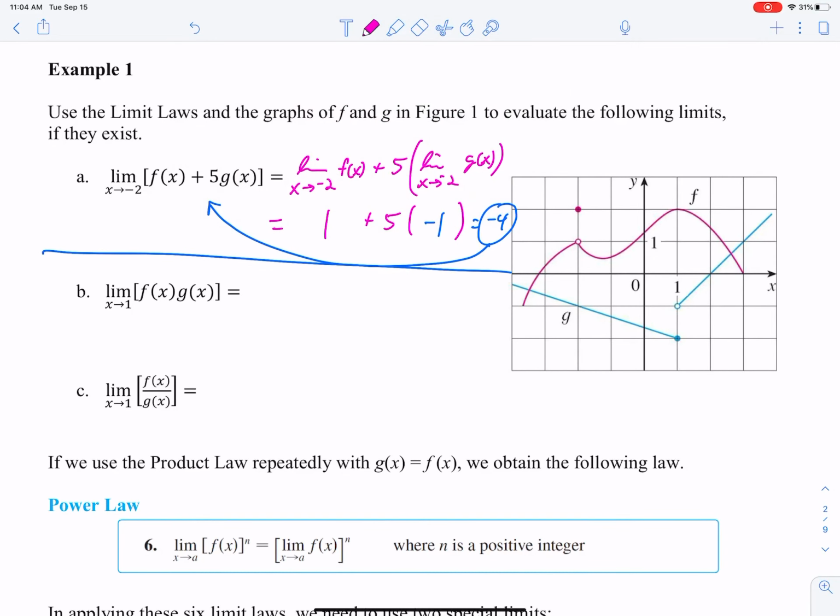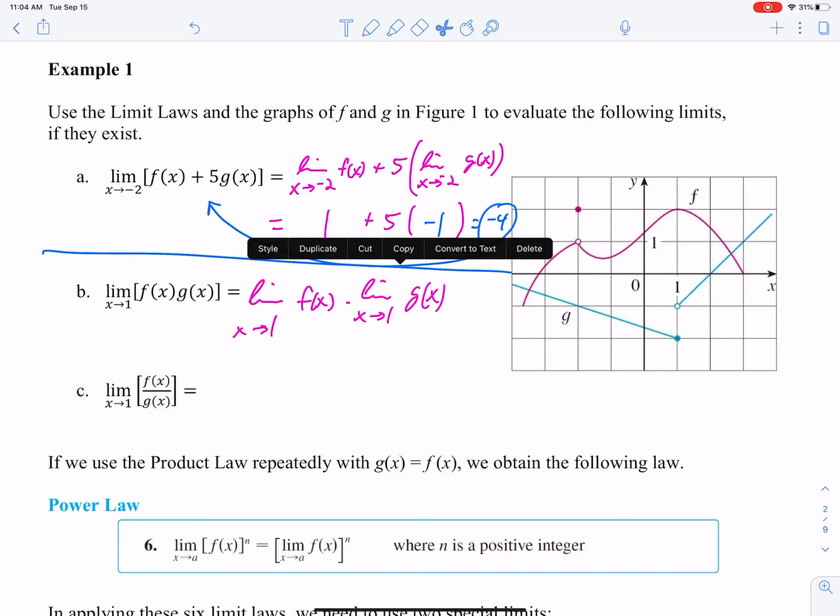All right, the limit as x approaches 1 of f of x times g of x, so we'll use the product rule. So limit as x approaches 1 of f of x times limit as x approaches 1 of g of x. Notice I'm not being lazy with my notation, right? You've got to keep writing it out every single time. I know it's a pain, but that's the way this works.